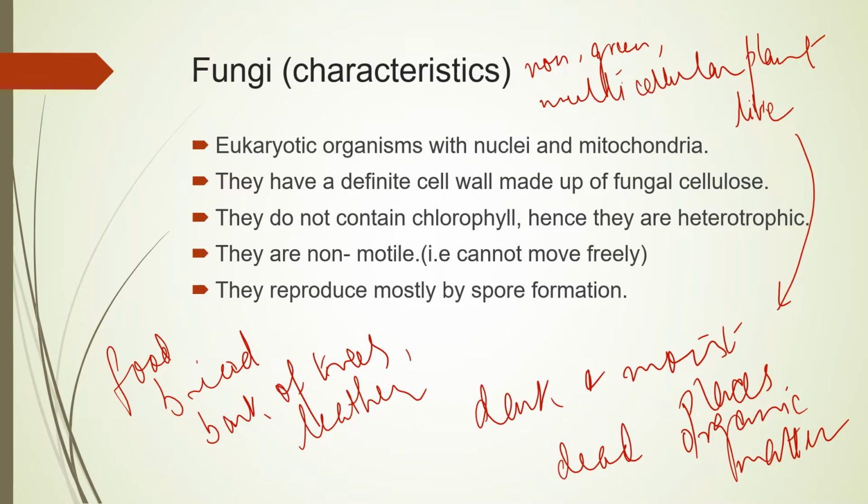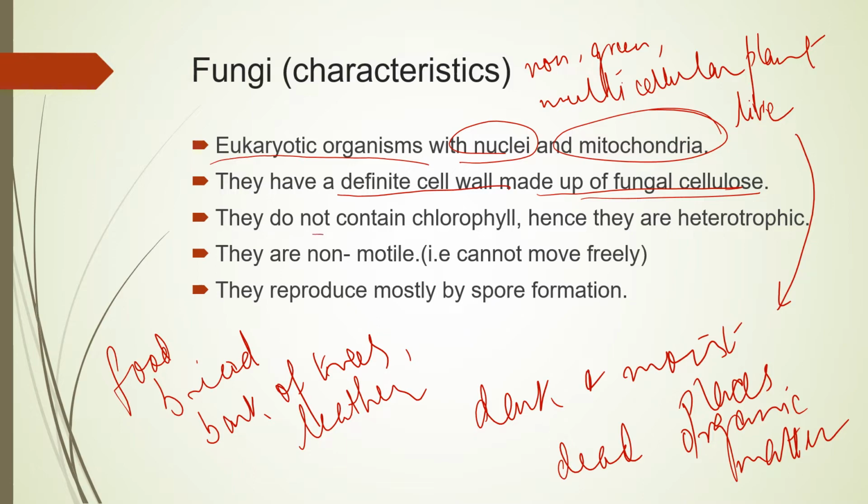Now let us see the other characteristics of fungi. First, these are eukaryotic organisms with nuclei and mitochondria. They have a definite cell wall made up of fungal cellulose. So what is the cell wall made up of? It is made up of fungal cellulose. We should remember that cell walls are also made up of cellulose. It is made up of chitin also, but here it is made up of fungal cellulose.